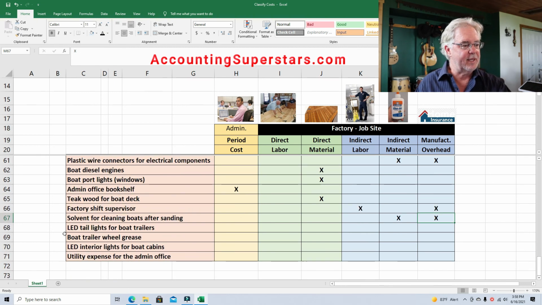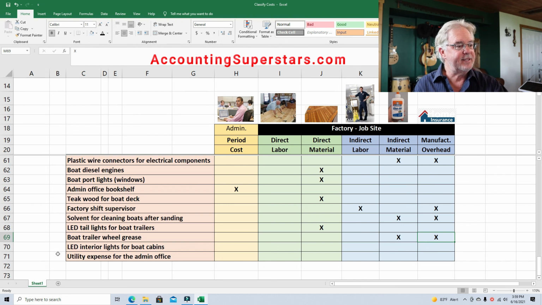We're about done. LED taillights for the boat trailers. So these are the lights, so when people are hauling their boat and they're driving at night, people can see the trailer. And they will keep track of this. There you go. Boat trailer wheel grease. Well, that's super, super cheap. Super cheap, not worth tracking. And we'll call it manufacturing overhead.